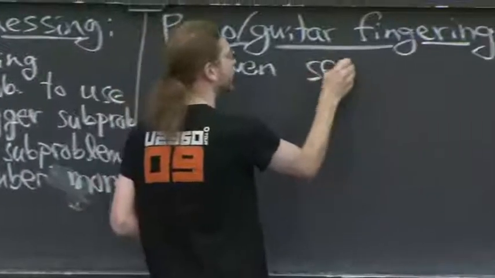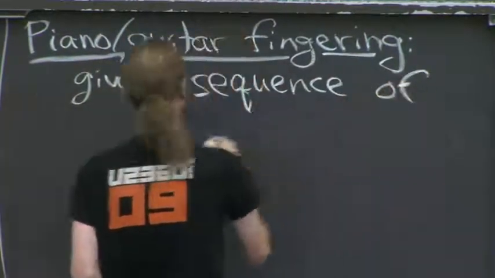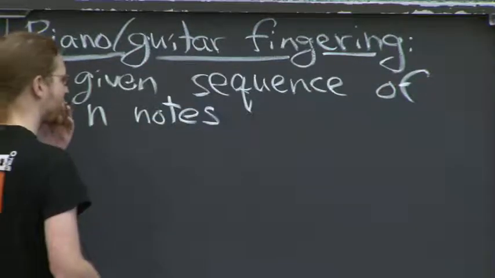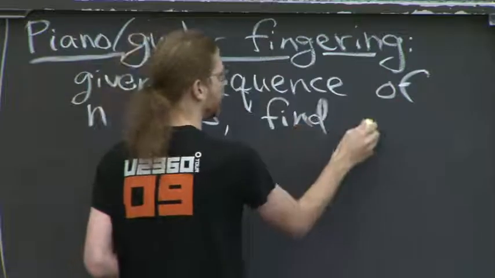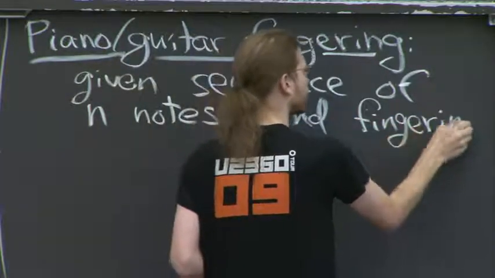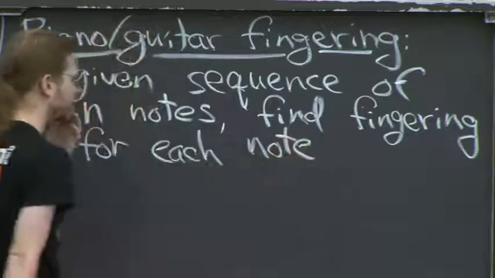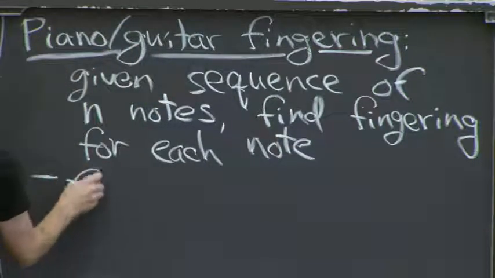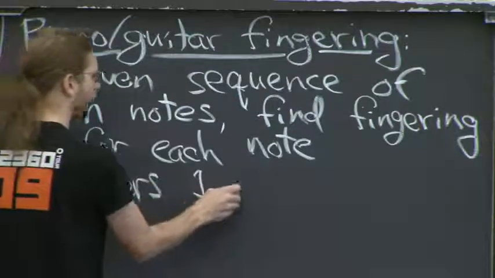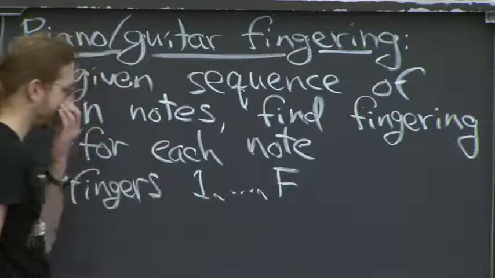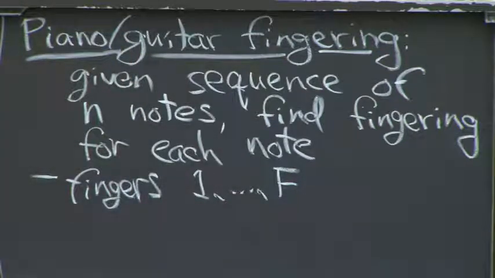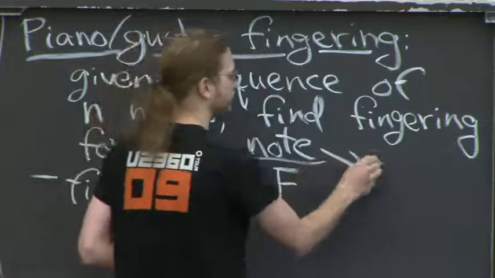So let's say we're given a sequence of n notes we want to play, and we want to find a fingering for each note. Let's say I'm going to label the fingers on your hand 1 up to F. For humans, F is 5 or 10, depending if you're doing one-hand or two-hand stuff. To keep it simple, let's think about piano, right hand only, playing one note at a time. We'll make it more complicated later, but let's just think of a note as being a single note.